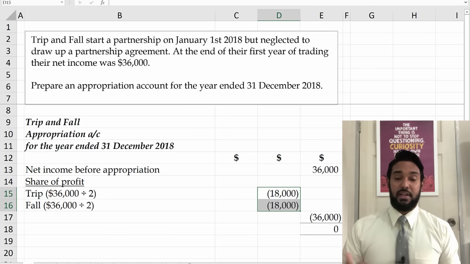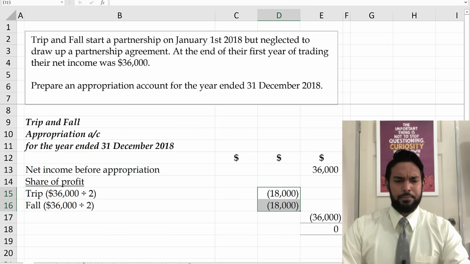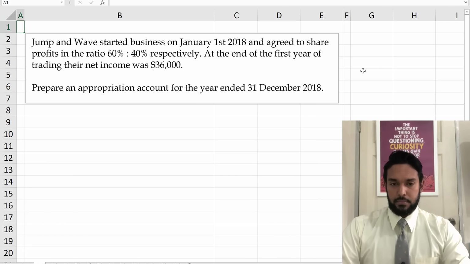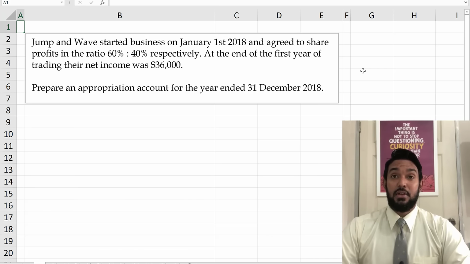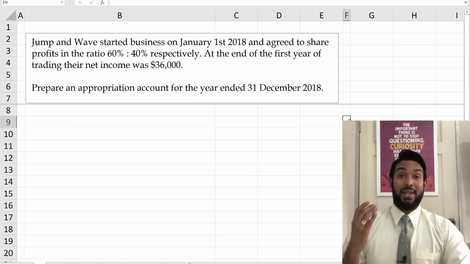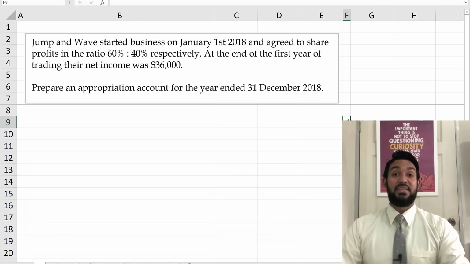So let's hit the second example. Actually, you know what? Let's check it out one time. So Jump and Wave started business on January 1st, 2018 and agreed to share profits in the ratio 60% to 40%. So we're given a ratio this time. At the end of the first year of trading, their net income is $36,000. Prepare an appropriation account for the year ended 31st December 2018. Okay, so now we're given a ratio and we're given it in percentage terms.